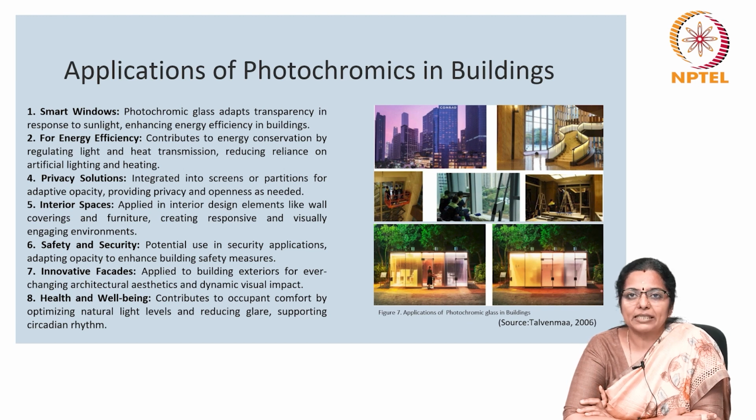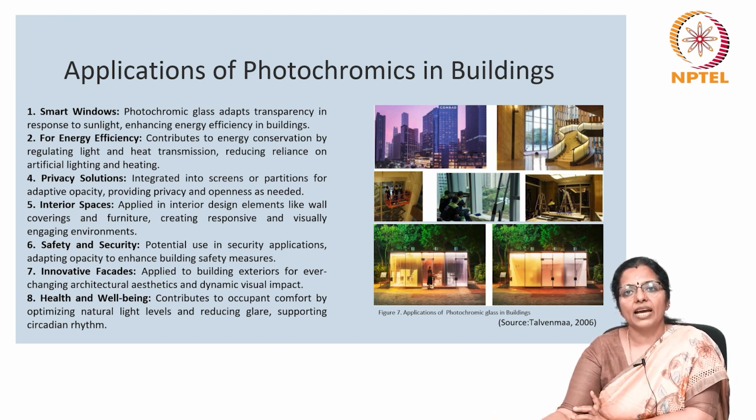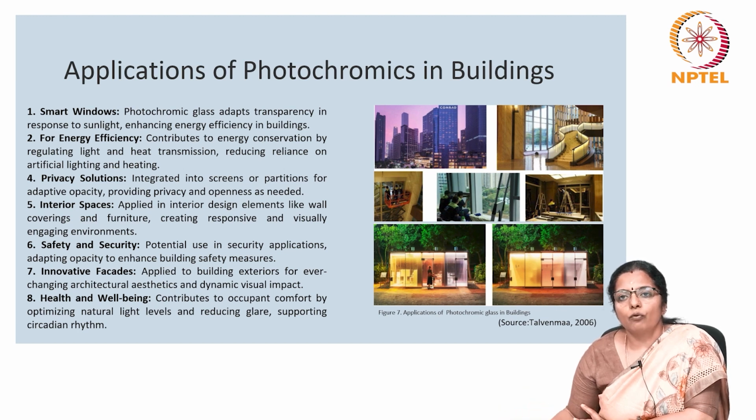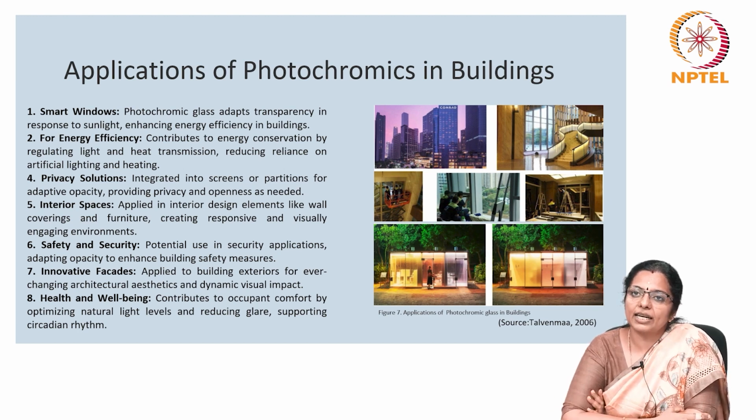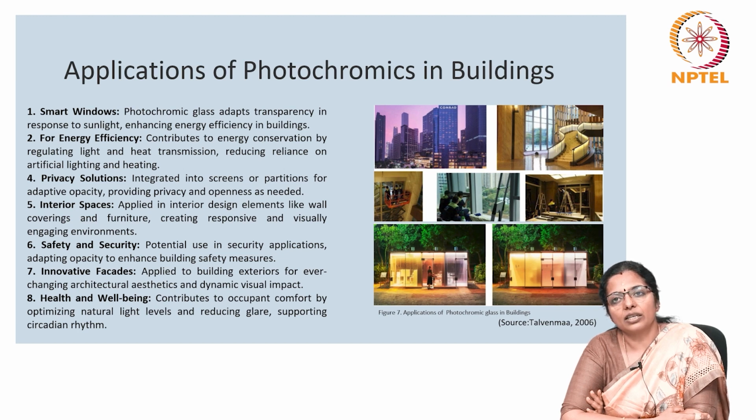To be more specific, photochromic glass can be used on smart windows. That is, photochromic glass adapts transparency in response to sunlight, enhancing energy efficiency in buildings. For energy efficiency, it contributes to energy conservation by regulating light and heat transmission, reducing reliance on artificial lighting and heating.